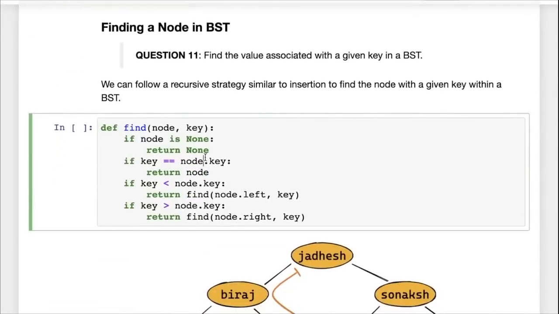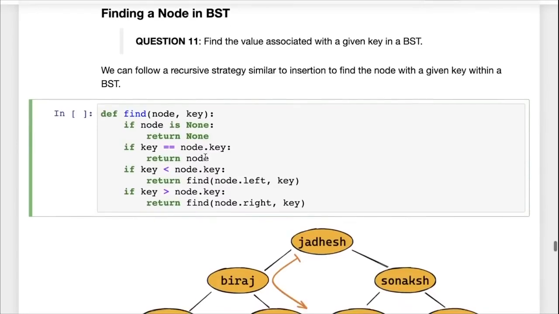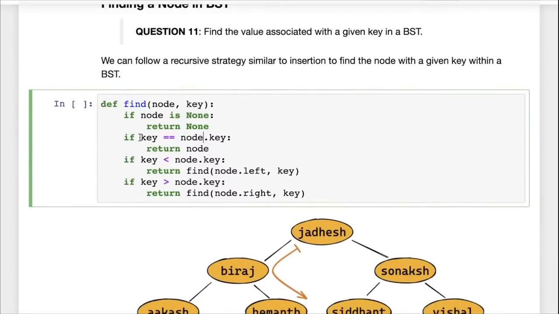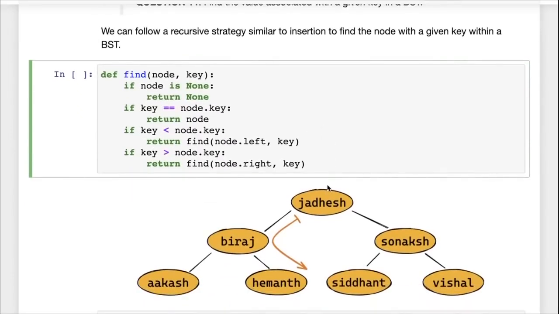So we've seen how to insert a node. Now the next thing is to find the value associated with a given key in a binary search tree. Once again, we can follow a recursive strategy here, similar to insertion. We start from the top. Let's say we want to find the key Hemant. We compare it with the root node. If it matches the root node, we can simply return this node. If it does not, then we check whether we need to go left or right. Since Hemant comes before Jadesh, we need to go left. Then we encounter Biraj, and here we realize that we need to go right. And finally, we encounter Hemant and we return.